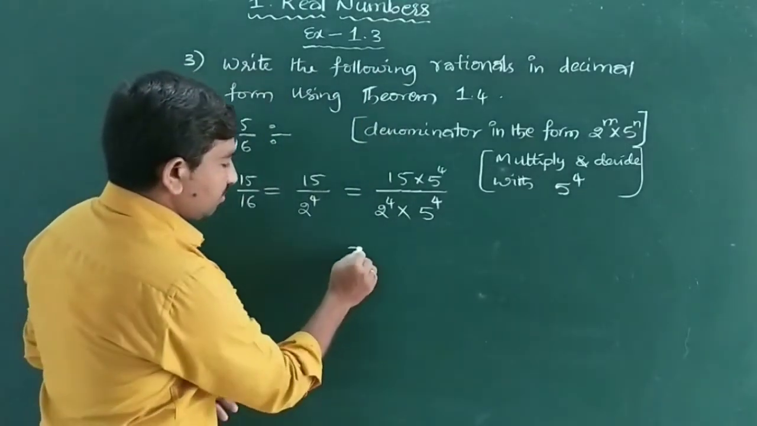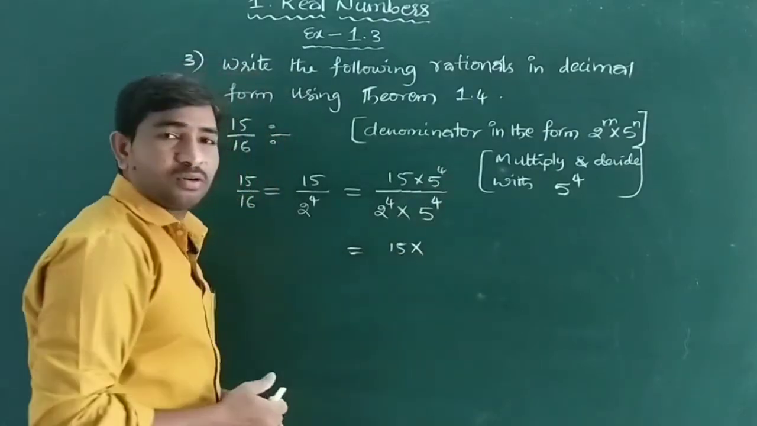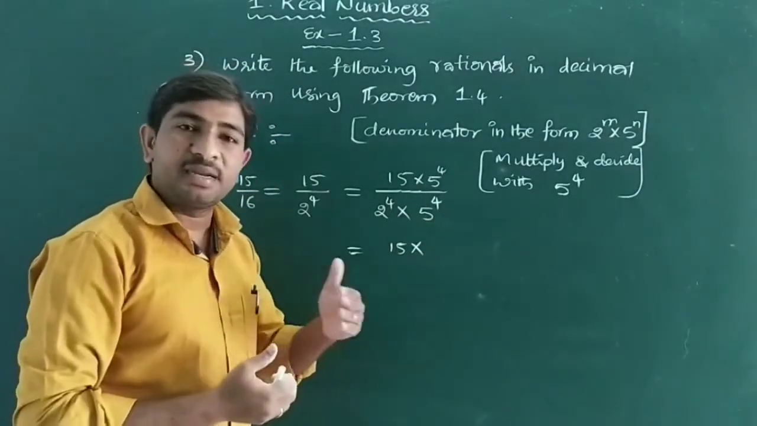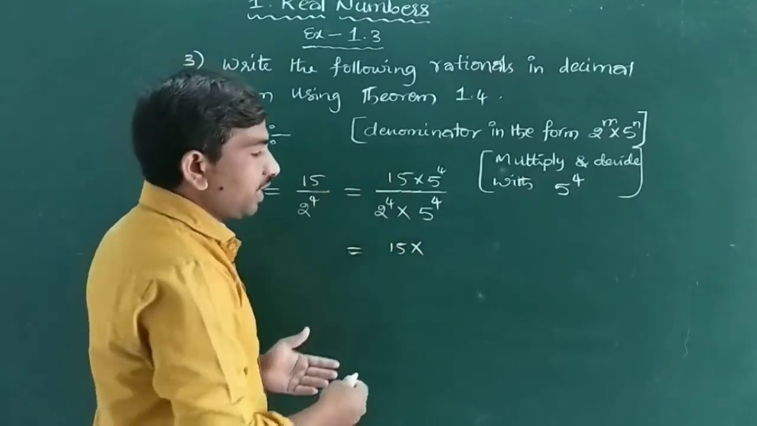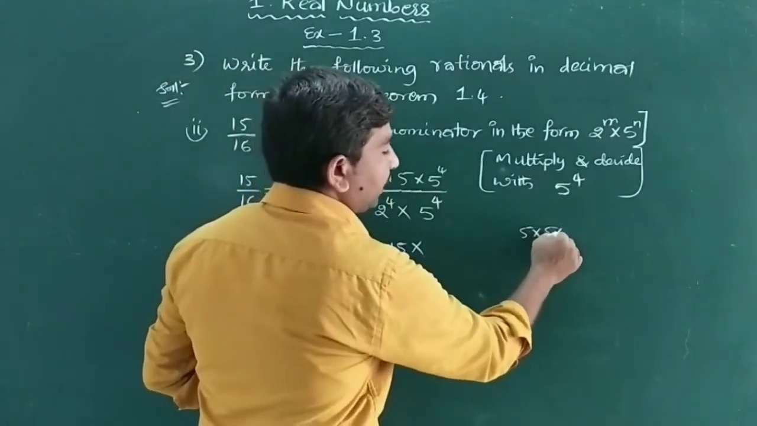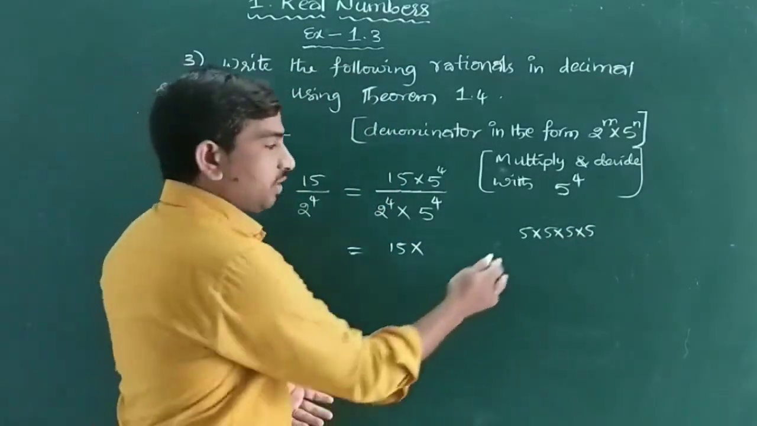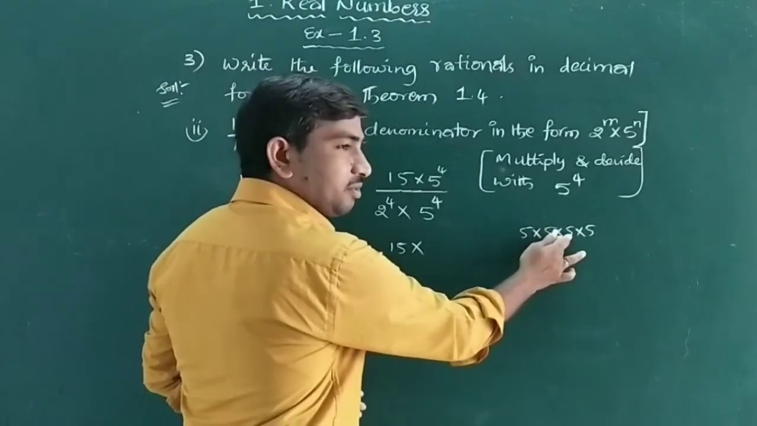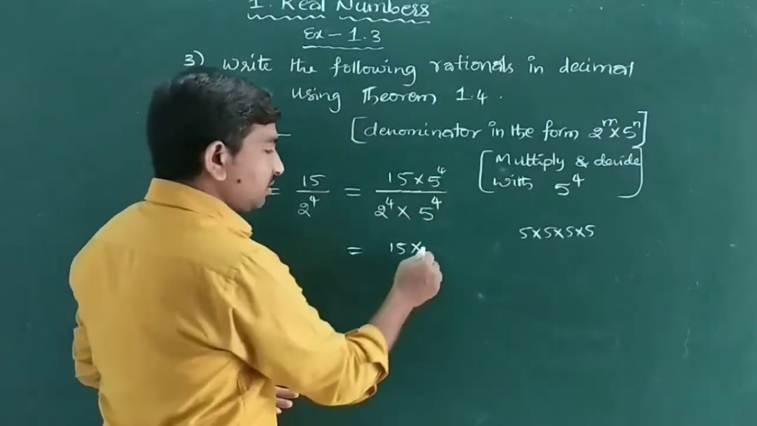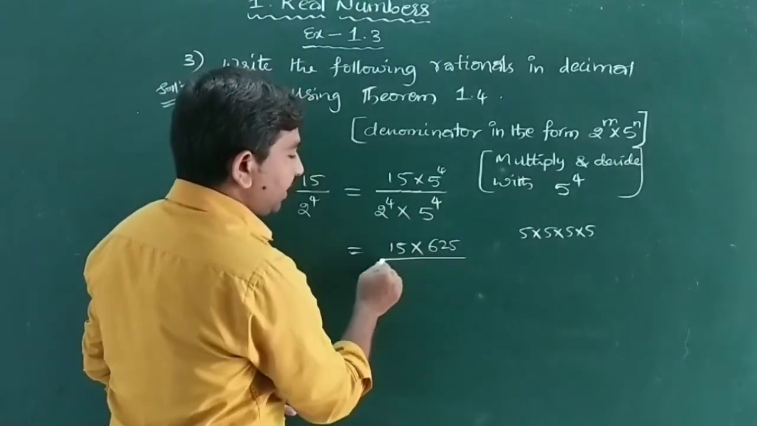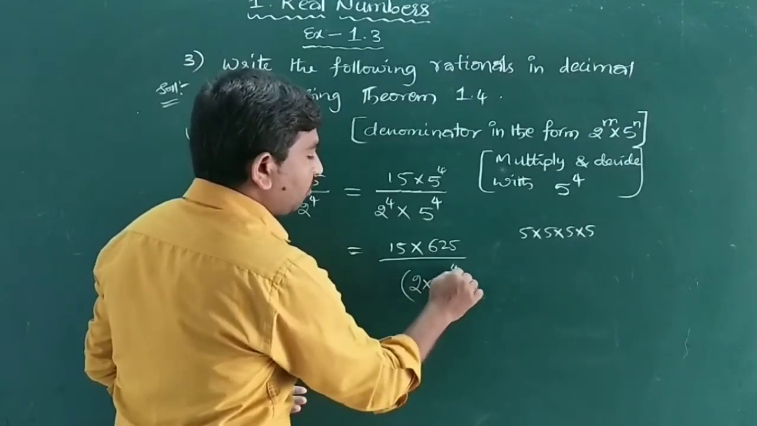Okay. Now 15 into 5 power 4. 5 power 4 means 5 is repeated 4 times: 5 into 5 into 5 into 5. So 5 5s are 25, 25 5s are 125, 125 5s are 625. So the value of 5 power 4 is 625.